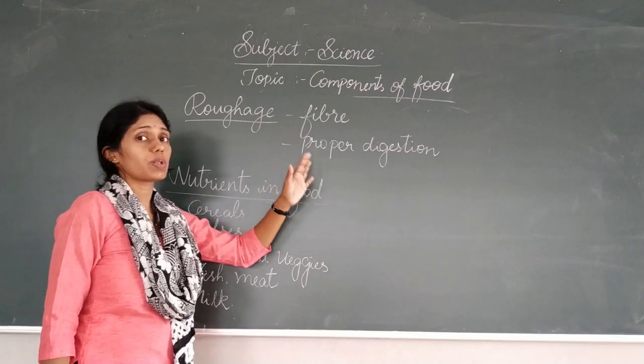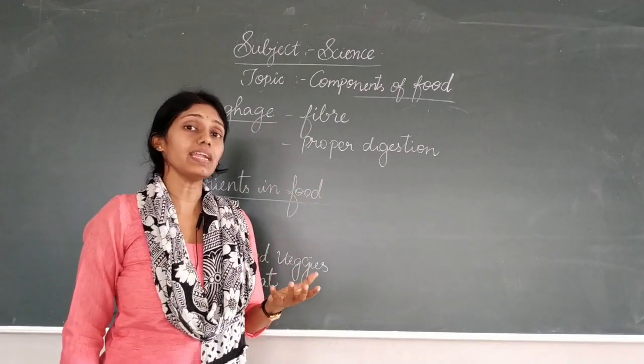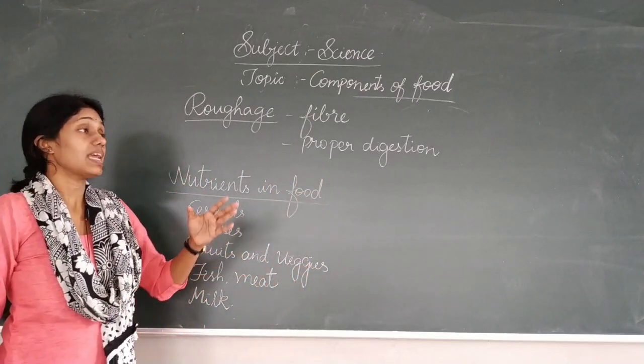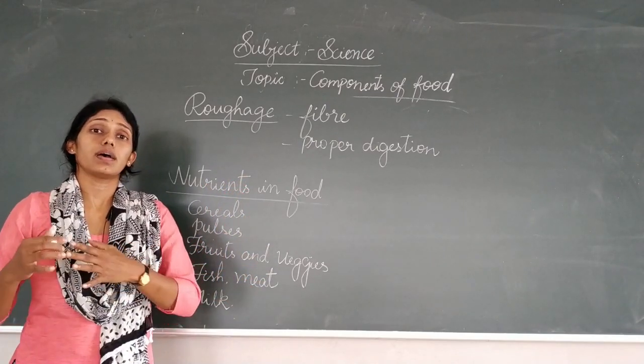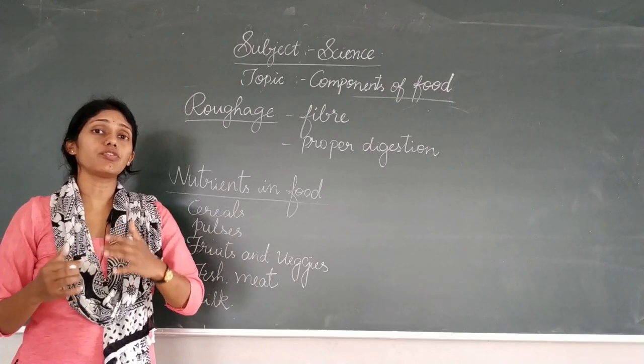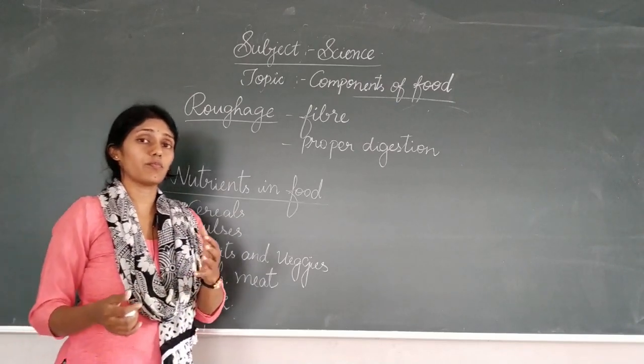So the roughage will be present more in fruits and vegetables, right? It gives bulk to the food and helps to move the food in the digestive tract. Digestive tract means from where does it start?